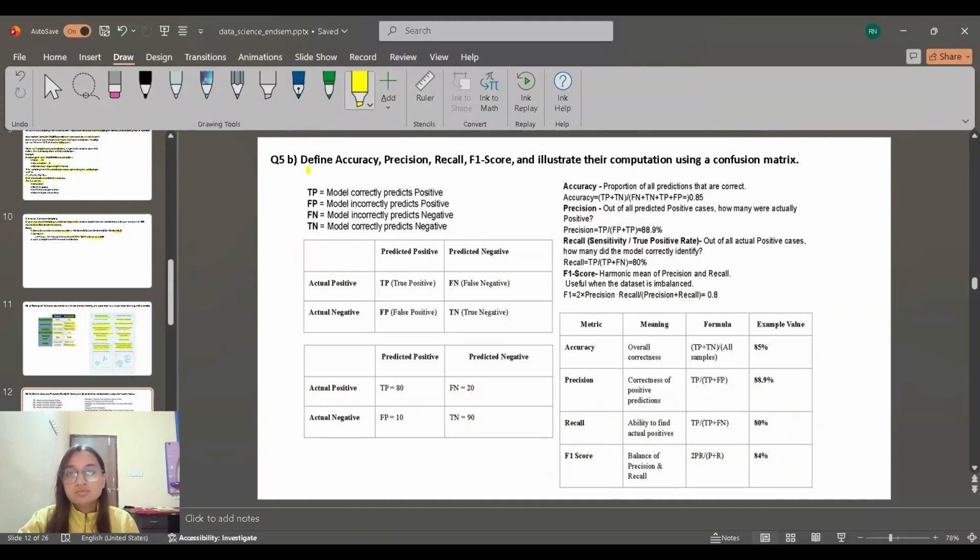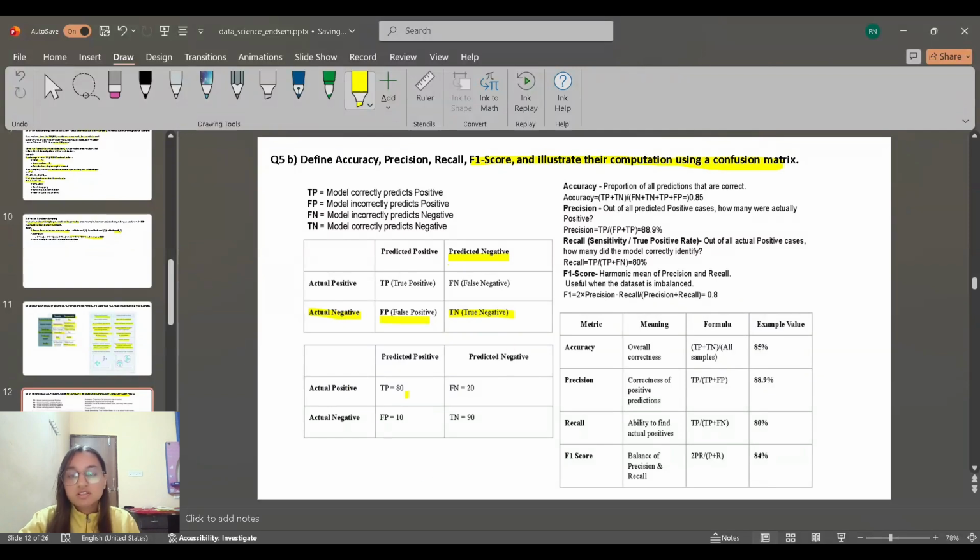Question 5b part. Define accuracy, precision, recall, F1 score, and illustrate their computation using confusion matrix. Here is the confusion matrix. True positive is for actual positive and predicted positive. False negative is for predicted negative and actual positive. False positive is for actual negative and predicted positive. True negative is for actual negative and predicted negative.